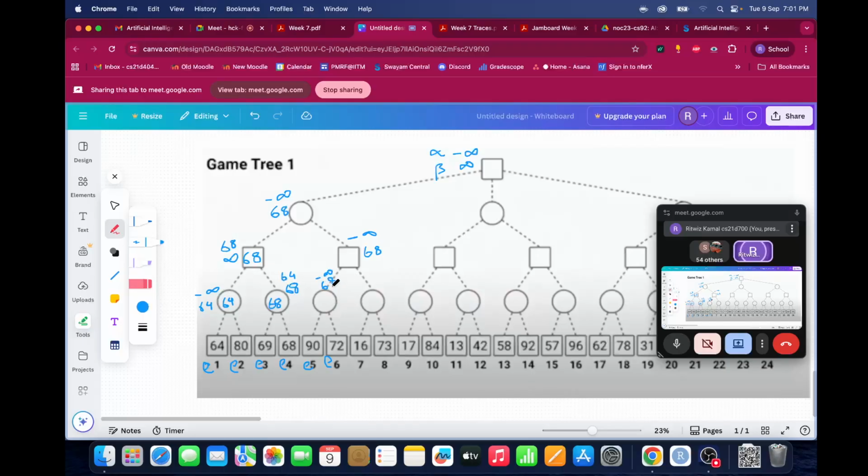And with this minus infinity and 68 in mind, E6 will pass on 72 to this min node, which is again greater than 68. So again the beta value won't change. And now that all the children of this min node have been evaluated and the beta value remains 68, the returning value of this min node will be 68.